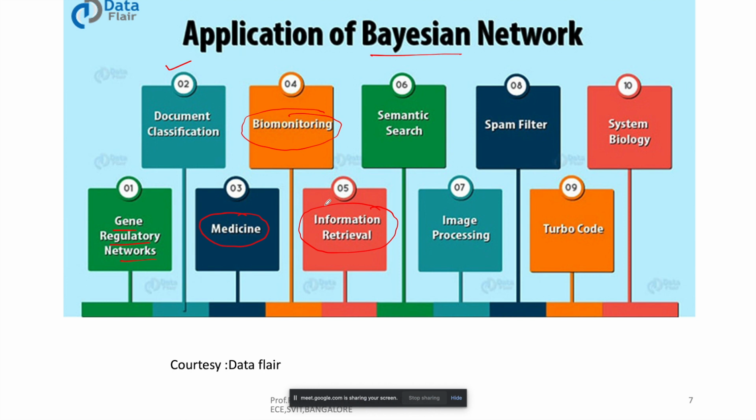Then you have semantic search. You have image processing. You have spam filters. You have turbo codes. You have system biology. So if you see, wherever you go, whichever field you go, this particular algorithm is implemented. This is only 10 I have collected, but it has a huge collection of data.